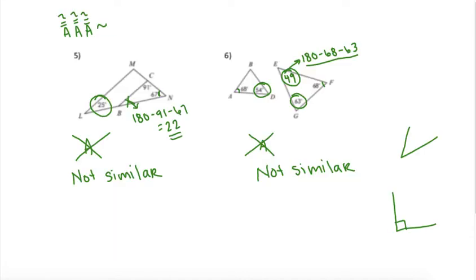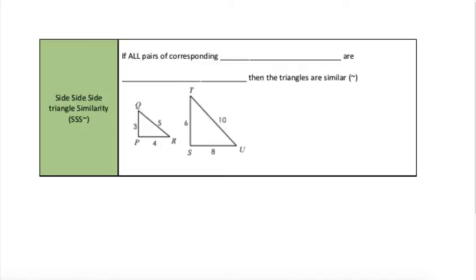Okay, as we finish here, before we move on, this is the first one, but there are 3 ways that we're going to use to prove similarity. So the first one, angle, angle, angle, all about the angles being congruent. The next part is going to be side, side, side triangle similarity. This is our second way of proving that triangles are similar.